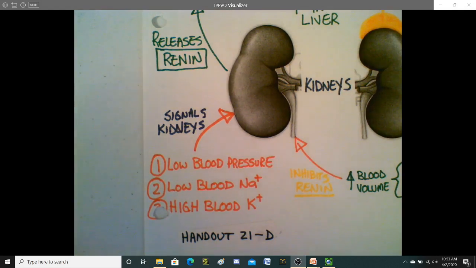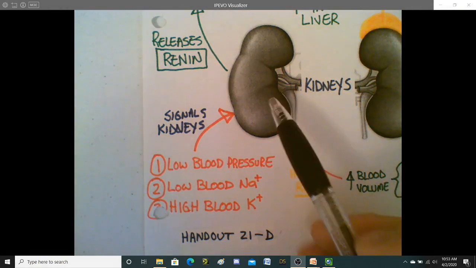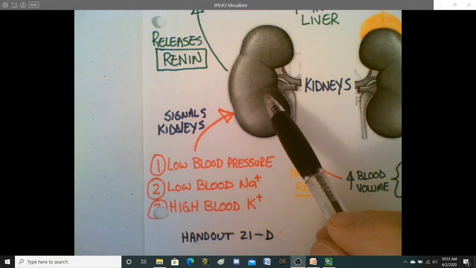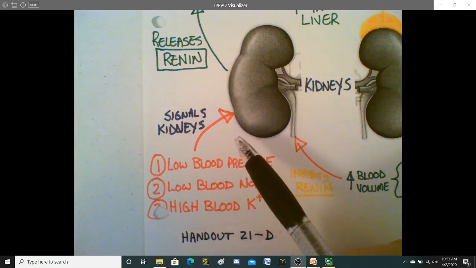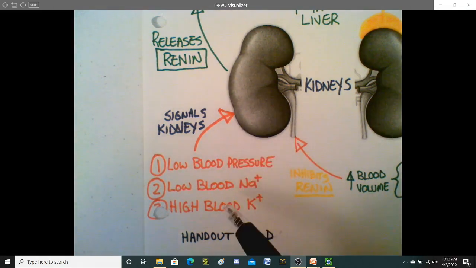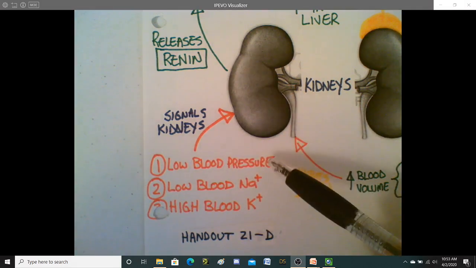So if you have low blood pressure, for some reason you have low sodium, or if you have a bunch of potassium in your blood, maybe you ate a bunch of bananas, this aldosterone's got to kick in and signal a response to this. Now, this is going to be sensed in our kidneys. So let's just use low blood pressure as our example here to begin with, because that's what our chapter is about. So the body has low blood pressure.